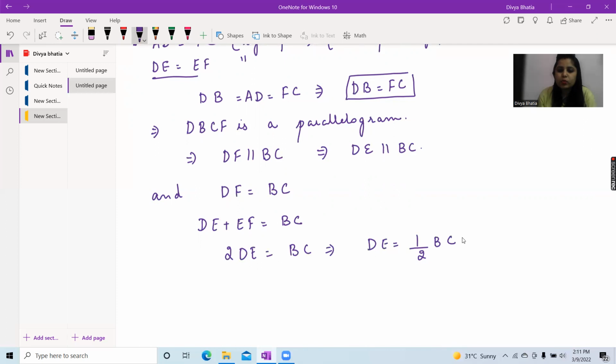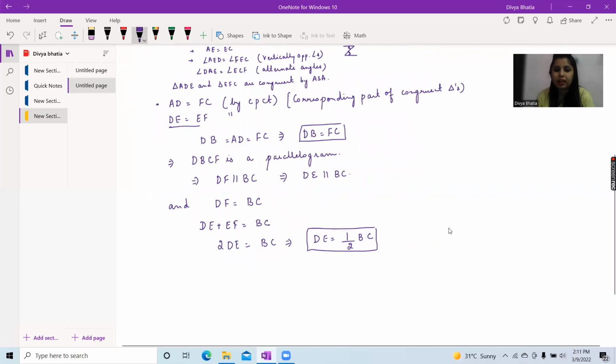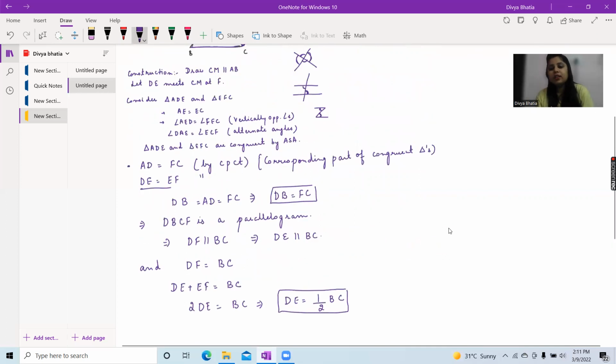So again, that proves the second part of the theorem, that the line joining the midpoints of two sides of the triangle will be half of the third side.